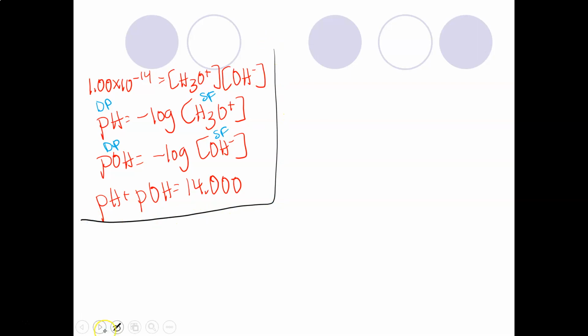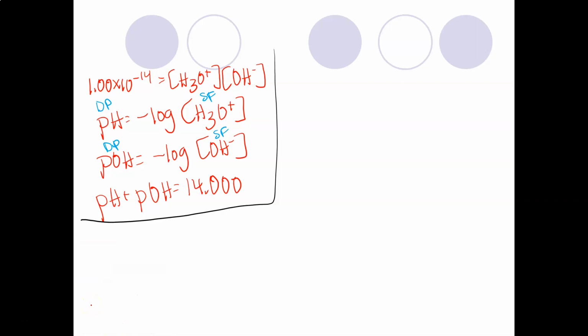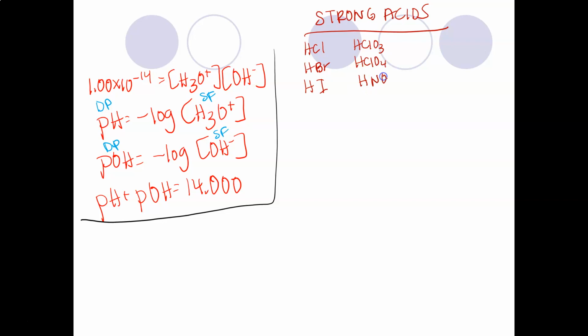What I want us to do now is list the 7 strong acids and the 8 strong bases, because you have to memorize these, and there's no way around it. Okay, so the 7 strong acids: HCl, HBr, HI, HClO3, HClO4, HNO3, and H2SO4. We just have to know that these 7 acids are strong acids.